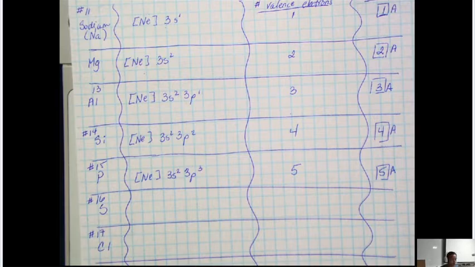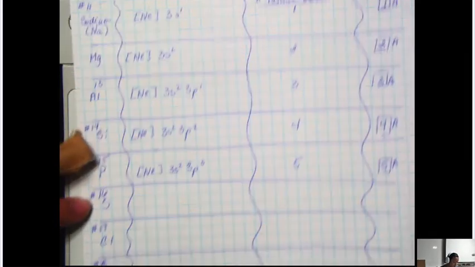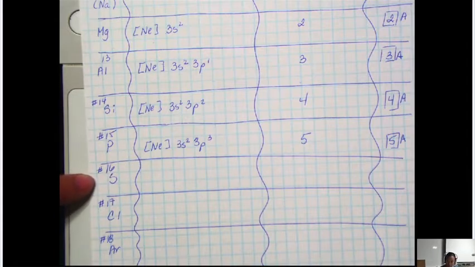All right, sulfur. Somebody put in the chat what the electron configuration is for sulfur. What is the electron configuration for sulfur? Put it in the chat. Okay, it has 16 protons, which means it has 16 electrons.